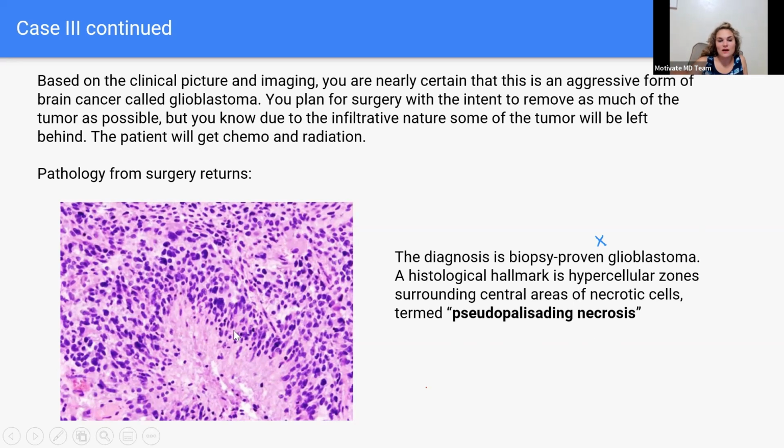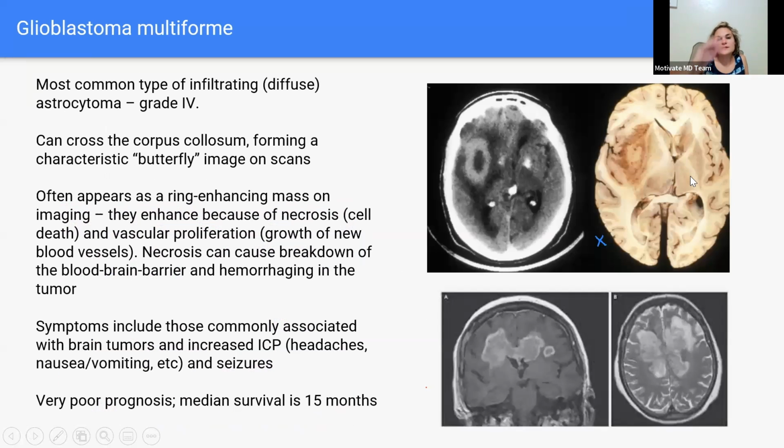So you can see all of these cells, all these little purple things, those are all cells, these hypercellular zones around the central area of necrotic cells. This is necrotic debris, meaning that cell death is occurring here. That's why you get this pink area, and you can't really see where the cells are because the cells have died. So you have a bunch of cells surrounding this necrotic area, and that is a hallmark of glioblastoma on pathology.